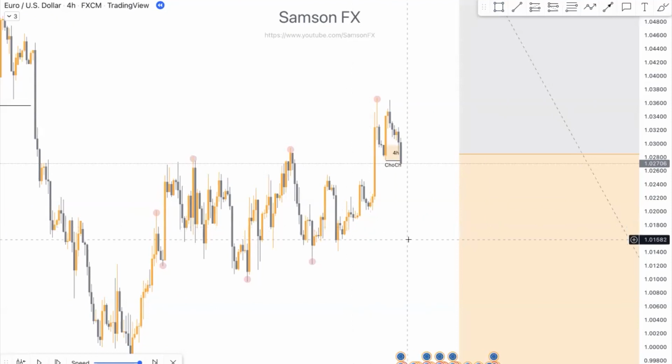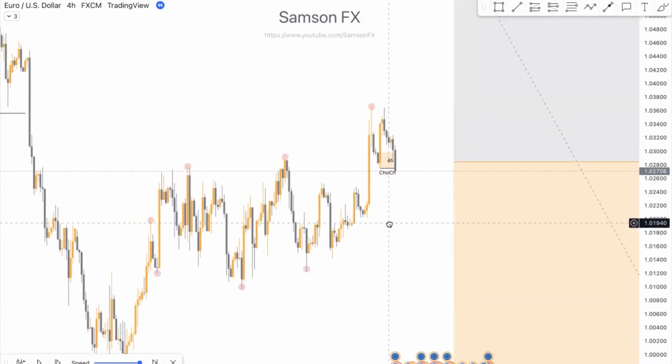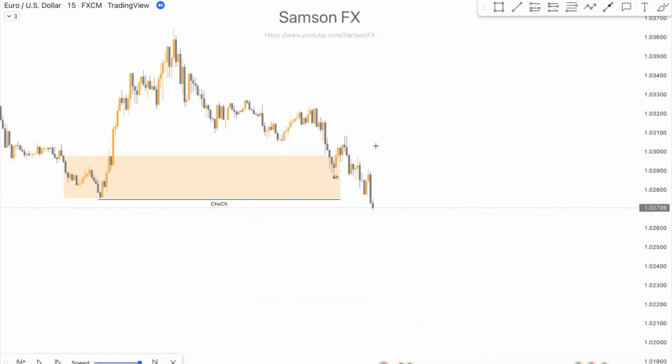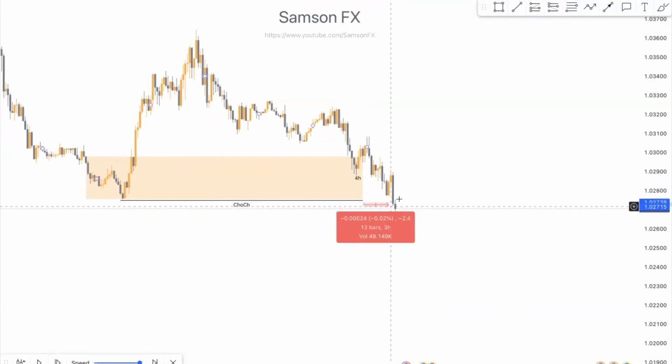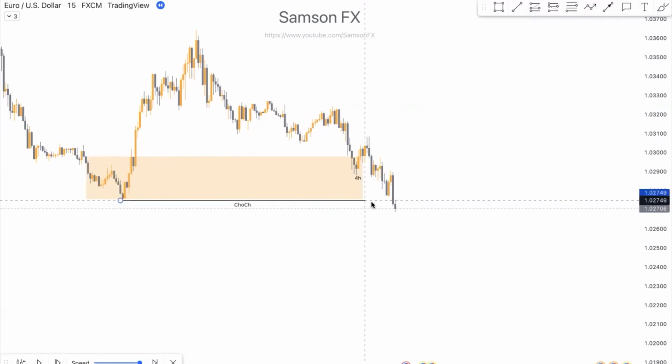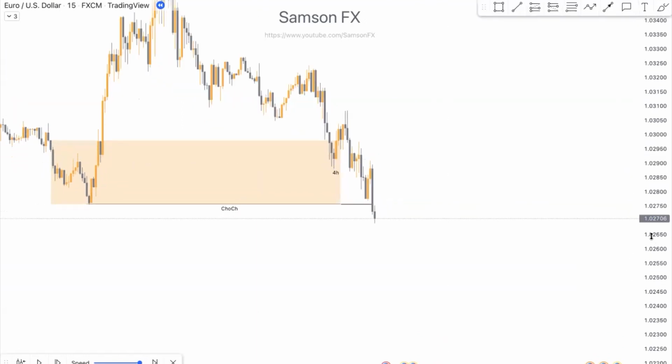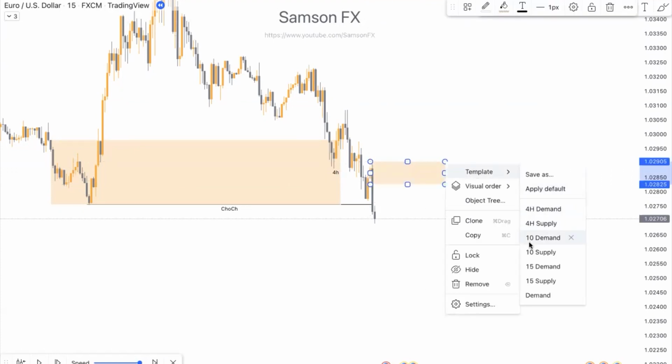So what we're going to do now is go down to the 15-minute time frame, and we're going to look at what caused the change of character. All right, so here is where the change of character took place. And let me just extend this to make it more clear. This is exactly where the 4-hour change of character took place. And what you're going to look for is whatever caused that change of character to take place, whatever caused the last demand to go. And right now, it was this 15-minute supply.